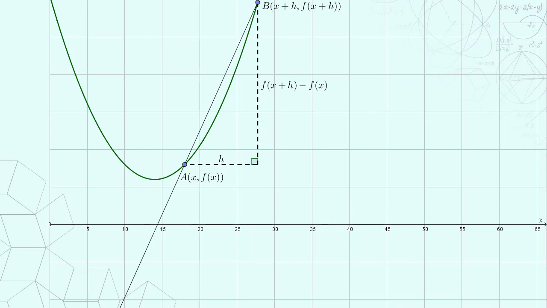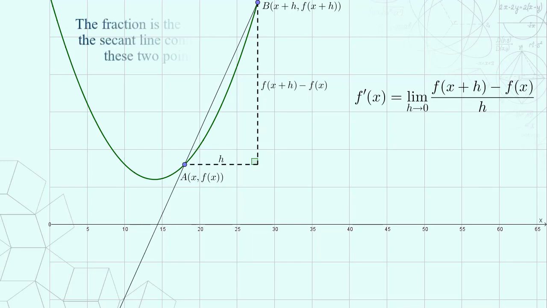To illustrate the concept, we select 2 points along the curve. One point is A, represented as x and f of x, while the other point is B, located at a horizontal distance h from point A. When we aim to find the derivative of f at point x, we calculate the following limit.